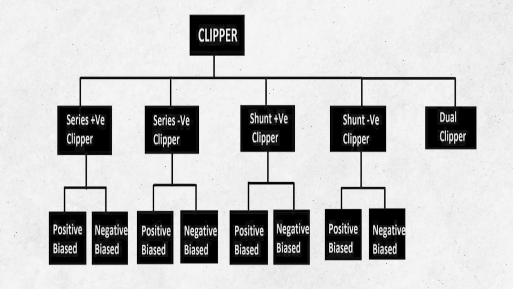For the shunt positive clipper there are two types of biasing: shunt positive clipper with positive bias and shunt positive clipper with negative bias. And lastly, the shunt negative clipper with the two biasings, that is positive and negative biasing. In this way we have a wide variety of clipper circuits required according to the applications. And the third one is the dual or combination clippers, in which clippers are used in combination. The following picture shows the classification of clippers.